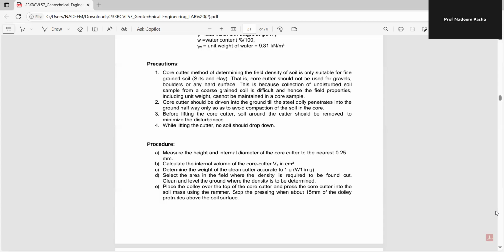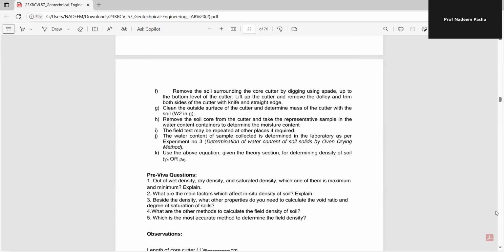Select the area in the field where the density is required to be found. Clean and level the ground where the density is to be determined. Place the dolly over the top of the core cutter and press the core cutter into the soil using the rammer. Stop the pressing when about 15 mm of the dolly protrudes over the soil surface.